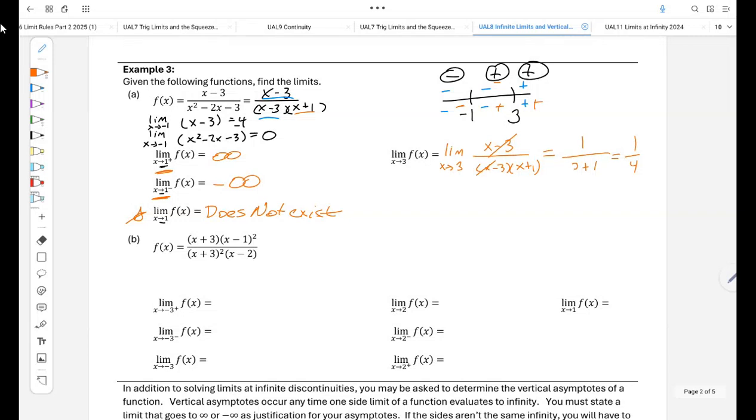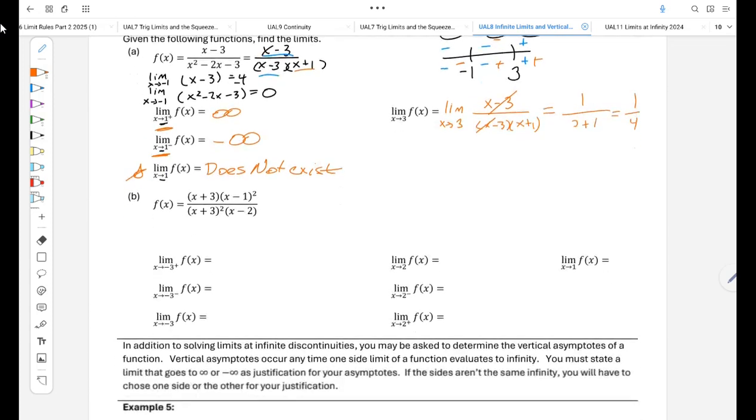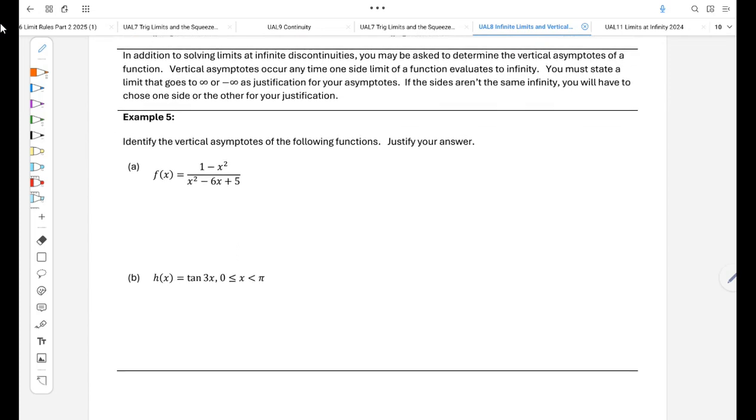Okay, let's pick up where we left off yesterday. We have to do part B of example 3. We've already got our factored function there. And then we're going to take a look at just a different version of this same question where we have to identify the vertical asymptotes ourselves. But one of them, which is going to be a little bit different, is going to involve the tangent function. So that's going to be the major new thing for today.